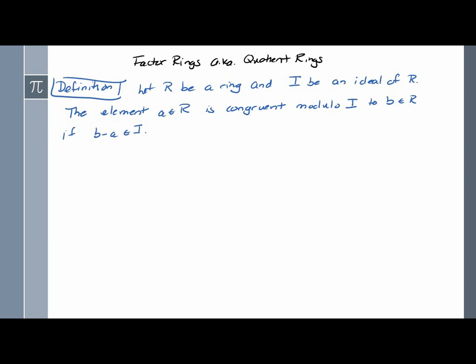So if I have a ring and I have an ideal, your analog is that ideals are like the cosets. The ring is like the group. And you have an element A. We can say the element A is congruent mod I to another element B if B minus A belongs to I. We write it like this: A is congruent to B mod I. This is an abstraction of the idea of congruence mod N in Z.